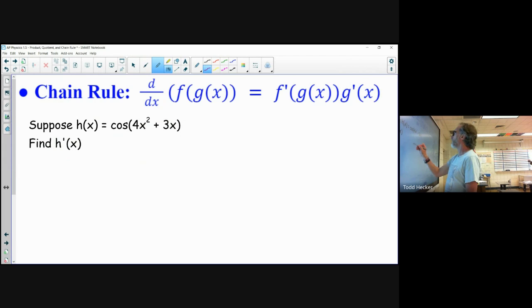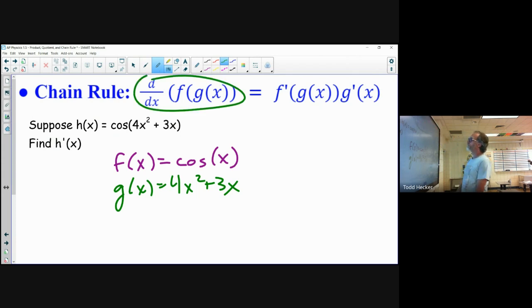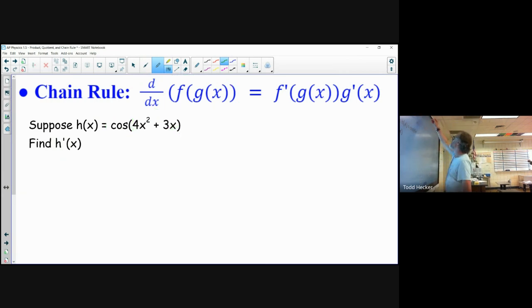So you can see here f of x would be cosine of x, and g of x is 4x squared plus 3x, and we want cosine of 4x squared plus 3x. So we're finding the derivative of f of g of x. Essentially what you do is you take the derivative of this, just like you learned how to do, and then you multiply it by the derivative of the inside thing. Okay, so let's try it.